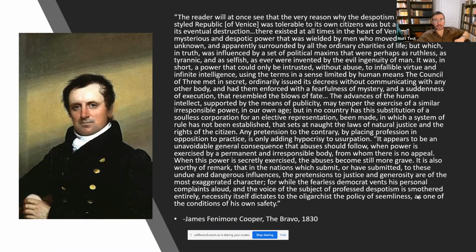It appears to be an unavoidable general consequence that abuses should follow when power is exercised by a permanent and irresponsible body from whom there is no appeal. When this power is secretly exercised, the abuses become still more grave. It is also worthy of remark that in the nations which submit or have submitted to these undue and dangerous influences, the pretensions to justice and generosity are of the most exaggerated character, while the fearless democrat vents his personal complaint aloud, and the voice of the subject of professed despotism is smothered entirely. Necessity itself dictates to the oligarchist the policy of seemliness as one of the conditions of its own safety. He's saying a lot here, but I'm hoping I'm making people want to read The Bravo.